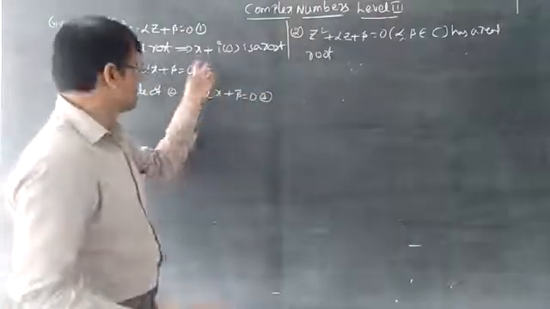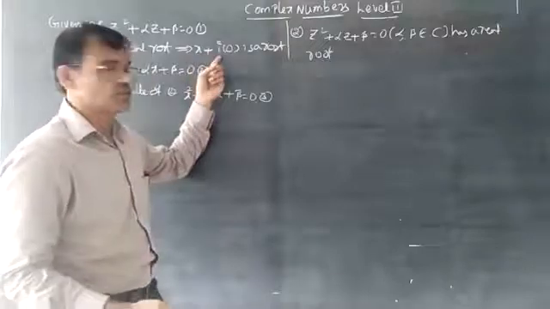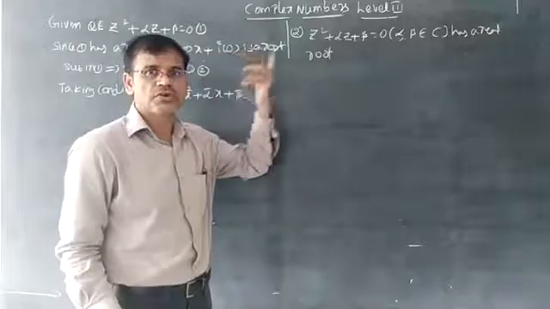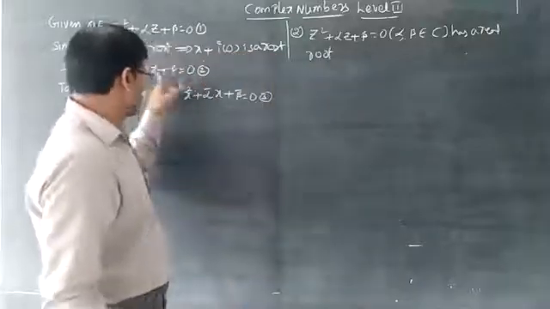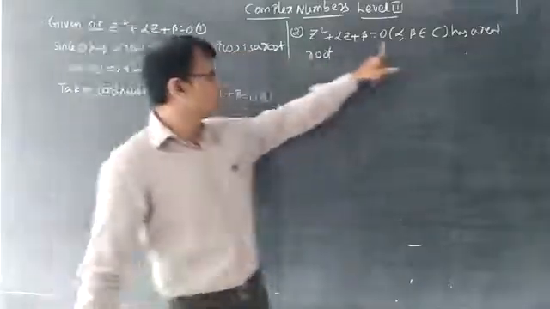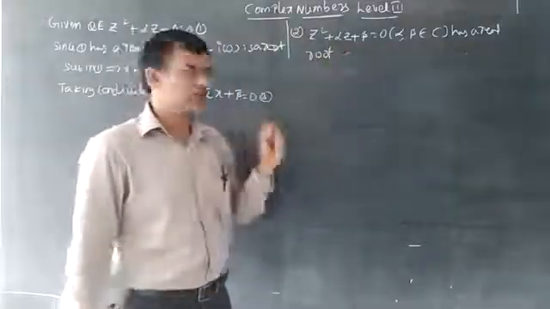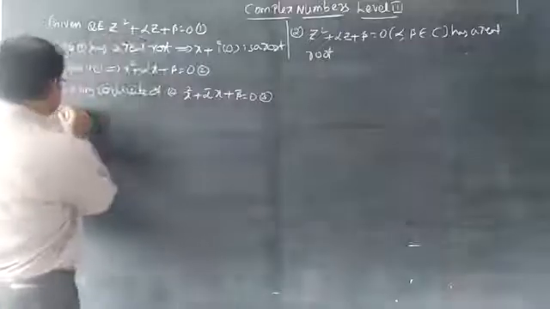Not for x bar, students. Whenever you are taking conjugate for this one, there is no use, because x plus i into 0 conjugate becomes x minus i into 0. No need. So only you are taking conjugate for the complex numbers: alpha conjugate alpha bar and beta conjugate beta bar. Now 2 minus 3.